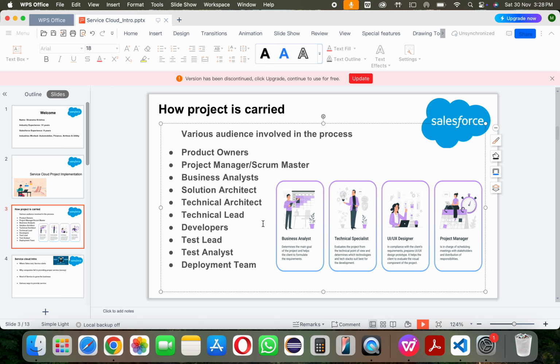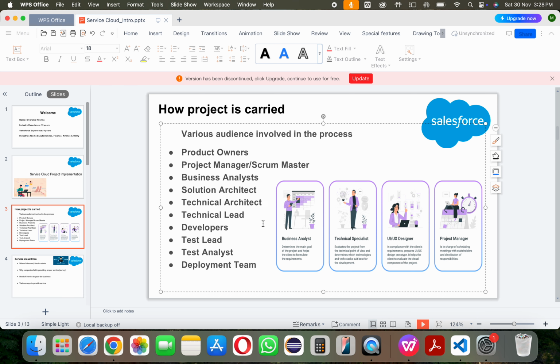the project, okay? Next comes the test lead, who takes care of the testing team, okay? He'll be writing the test plans, test duration, test scripts, everything he will be doing. And the test analysts are the ones who will be testing it.